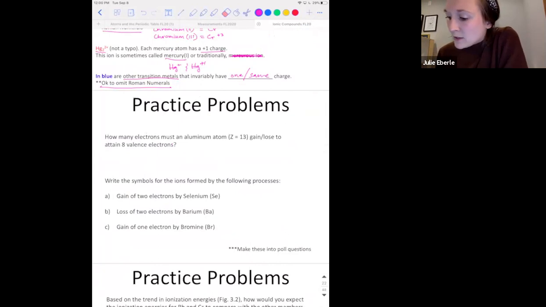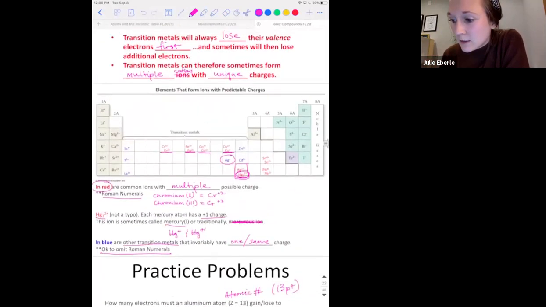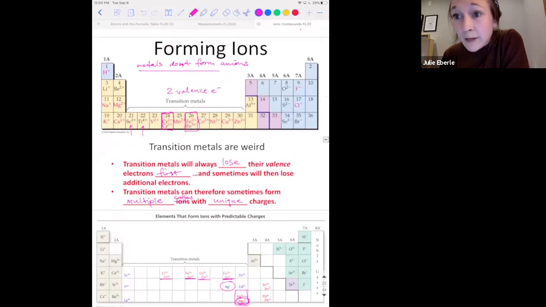Okay, how many electrons must an aluminum atom, Z, what is Z by the way? Z is the atomic number. So that means that's the number of protons. There's 13 protons here. How many electrons must it lose or gain to attain 8 valence? First off, will it lose or will it gain? It's going to go one way or the other. Remember, it's a metal. What did we write up here? Metals don't form anions.